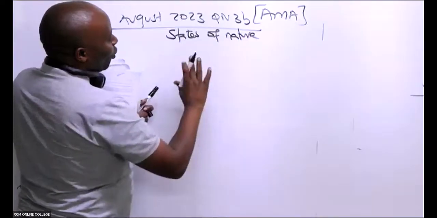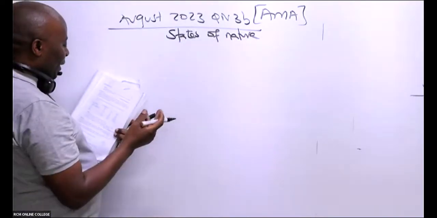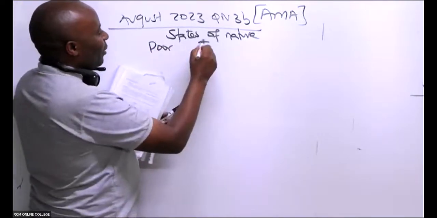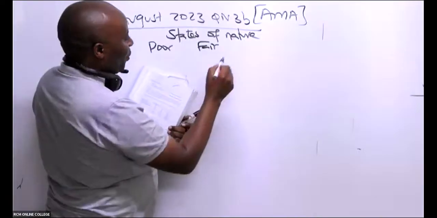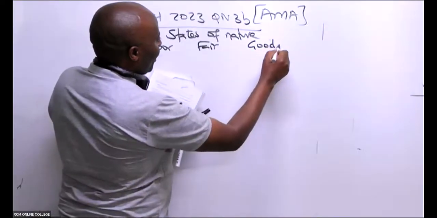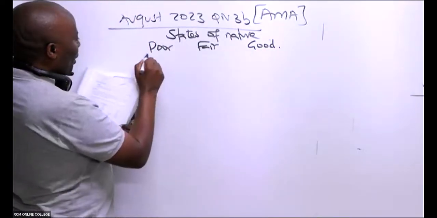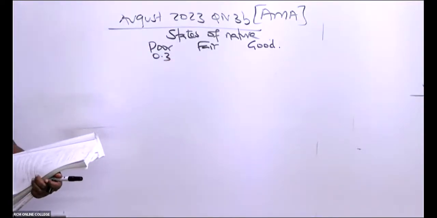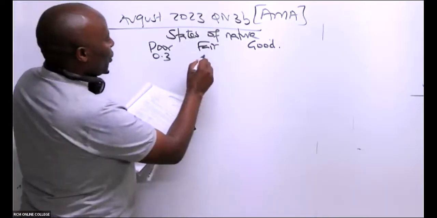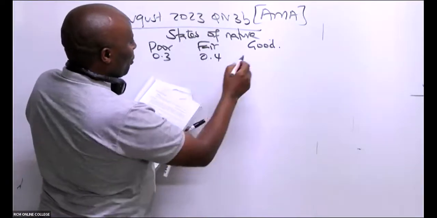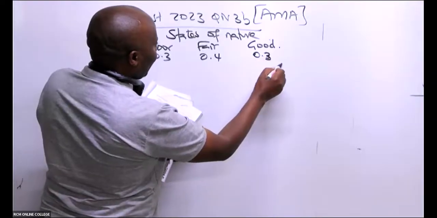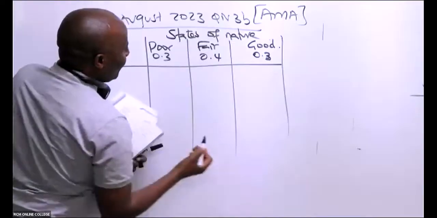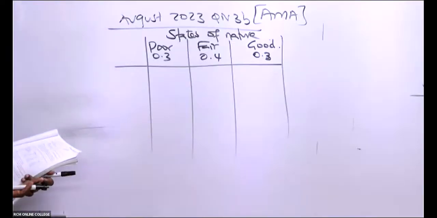States of nature are the uncontrollable probabilistic events, and there are 3 here: poor, fair, then we have good, and then I can see their probabilities. 30% is the same as 0.3, 0.4, and then we have 0.3, like that. 40% is the same as 0.4, like that.